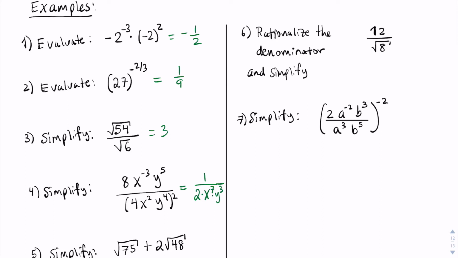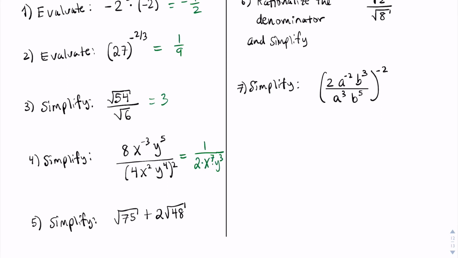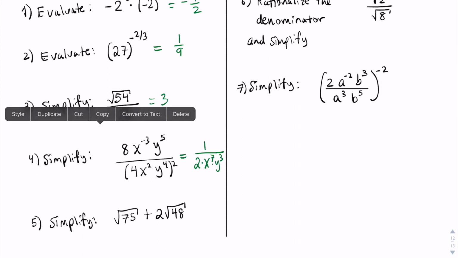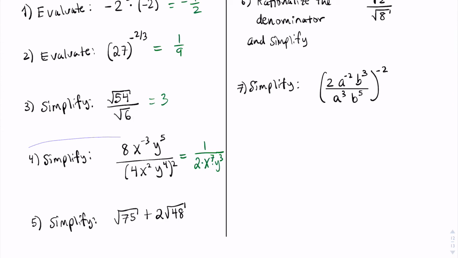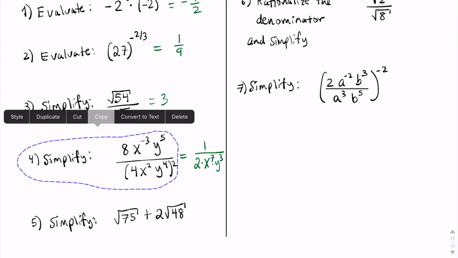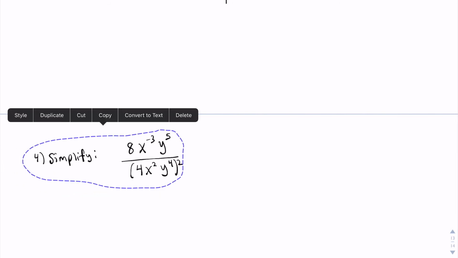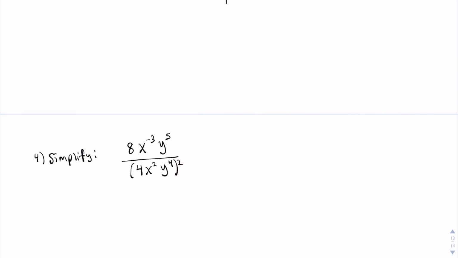Sure. Number 4, right? Let me just copy this. There we go. And let me do it here. So for number 4, there are many ways that you can do this, but I'm going to focus on the bottom first. So I'm going to have 8x to the -3, y to the 5th power.